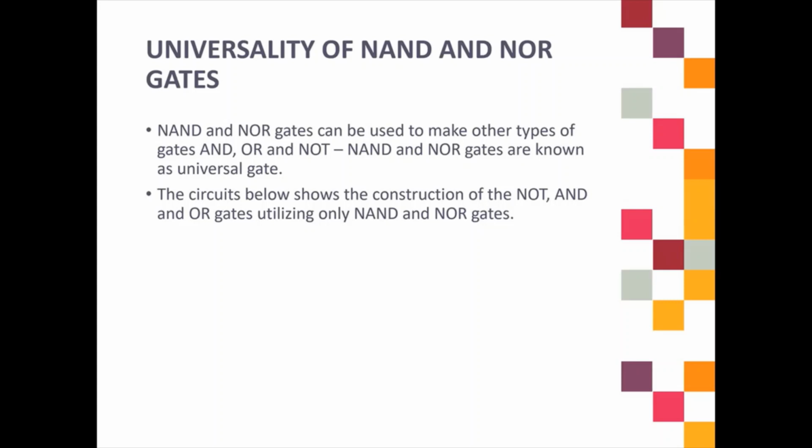So class, we will continue on the last topic, chapter 3, which is universality of NAND and NOR gates. NAND and NOR gates can be used to construct other types of gates, which are AND, OR, and NOT. So these two gates are known as universal gates. In the next slide, I will show you how we can construct other types of gates, which are not NAND and NOR gates, using only NAND and NOR gates.